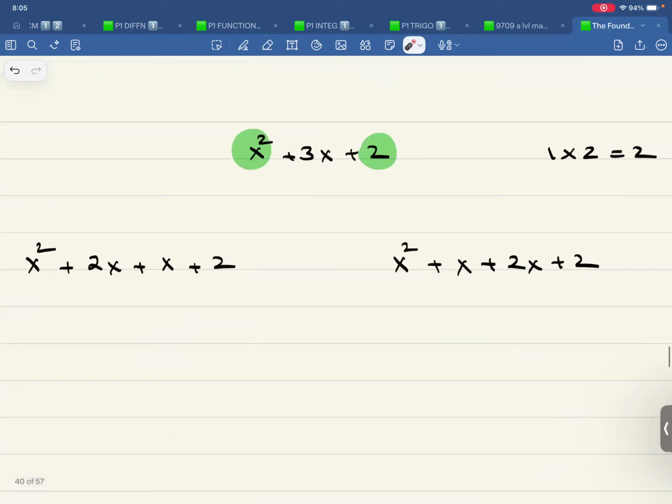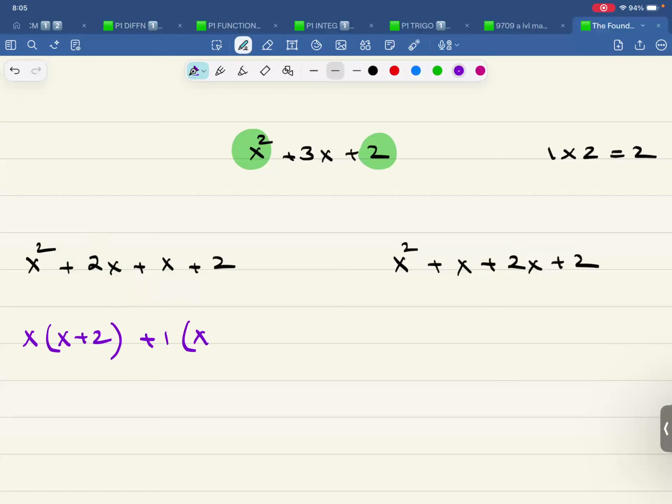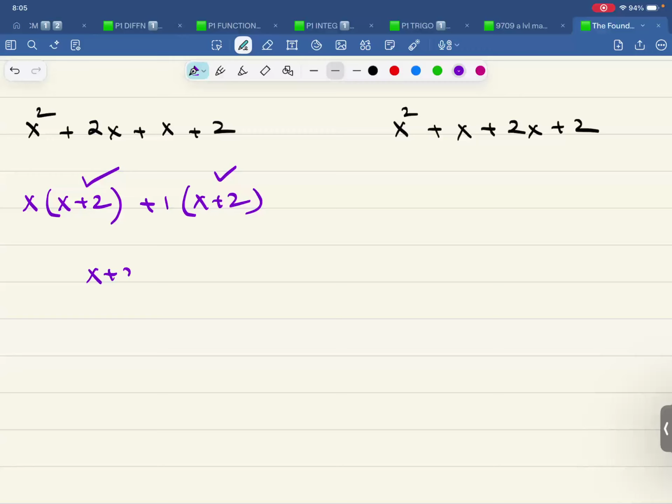The same goes over here. This is the same thing written twice. The only difference is I have written 2x first, x later. I have written x first, 2x later. Doesn't make a difference. So now over here, I'll write x common, x plus 2, 1 common, x plus 2. If these two are the same, you can proceed. So this is x plus 2. Choose the x, choose the 1. That is x plus 1.